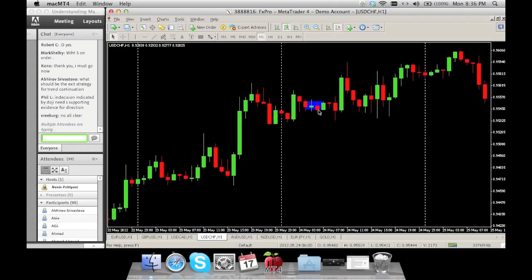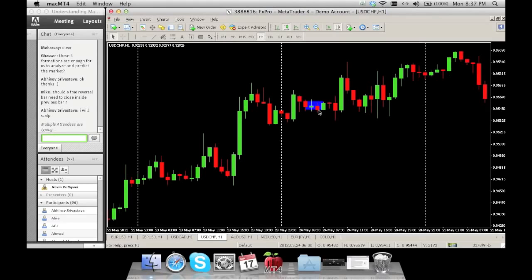Okay. All clear indecision indicated by doji needs supporting evidence for direction. No. Abhinav, okay, this is just pattern recognition. This is to understand which direction the market's going. It's not a signal service. It's not like, okay, because it's long, you're going to enter long, you're going to buy now, and then you're going to sell later. No, no, no. It just tells you how to see which direction the markets are going. Okay? You can add this into any system you want. You can plug it into any system you want.